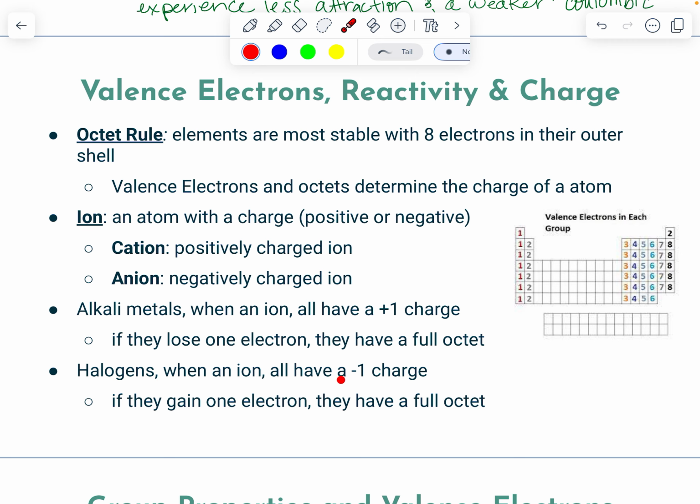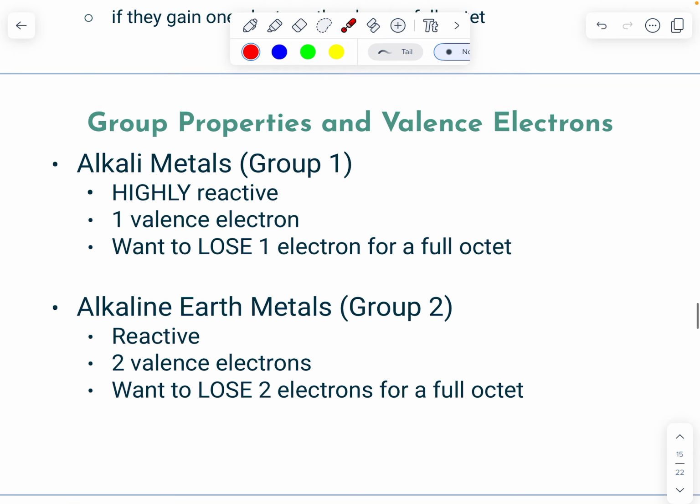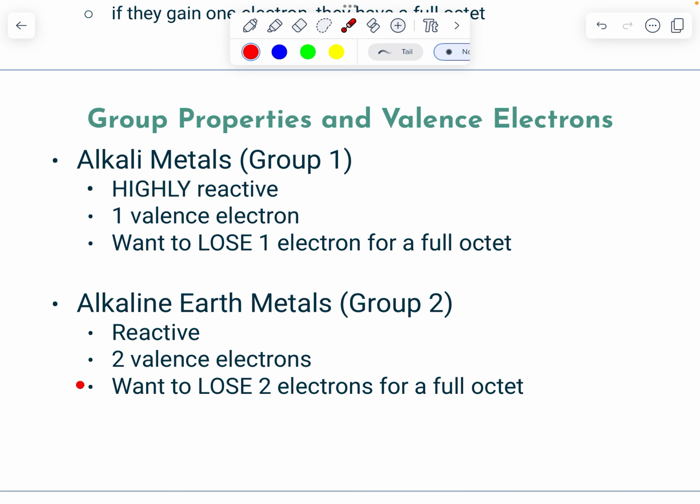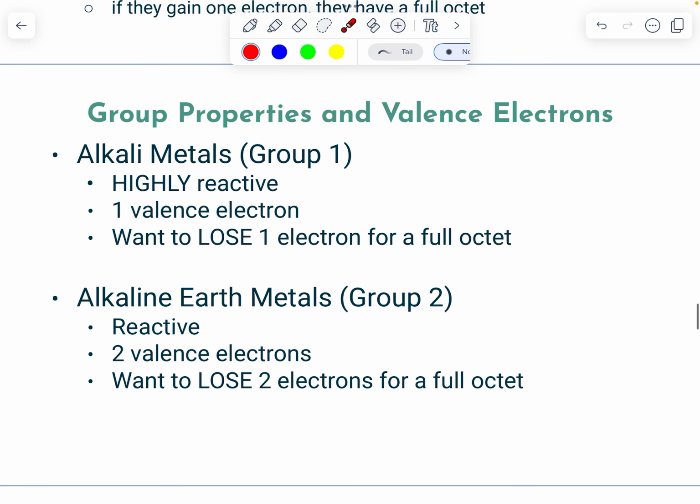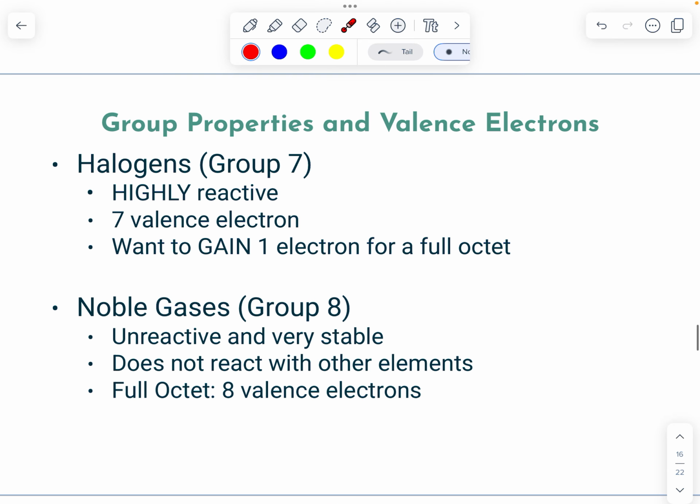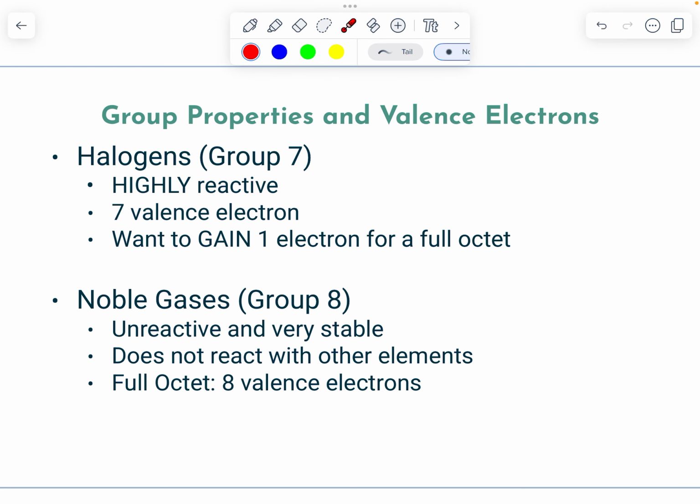Halogens, when they're ions, all are going to have a -1 charge. Halogens all have 7 valence electrons, so they can easily gain 1 electron to get that full octet. By gaining that electron, they're going to then have a -1 charge because they have an extra negative electron. And so these valence electrons determine our properties of reactivity. We're going to look into that in our lab. These are a reminder of things that we talked about when we were filling in the periodic table notes. So take a second and read through those.